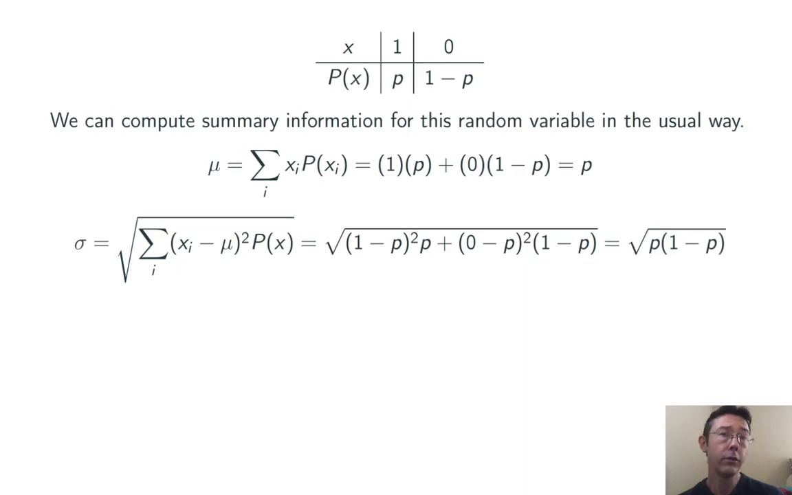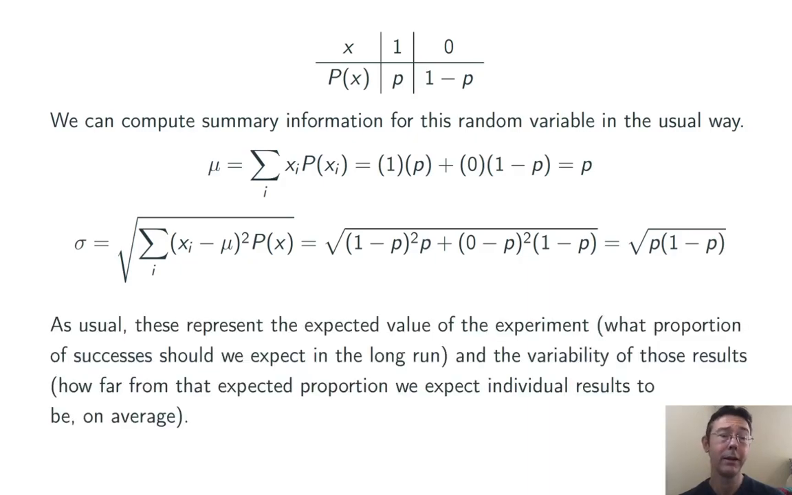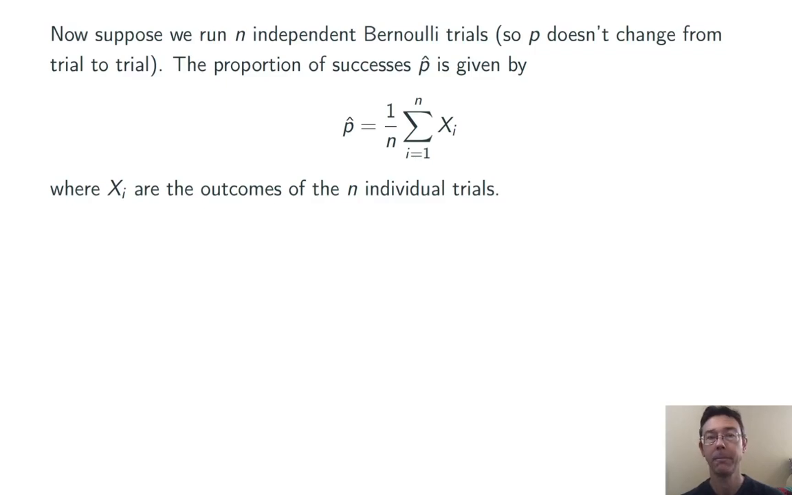The standard deviation of a random variable is the square root of the sum of the squares of the differences between all the individual values and the expected value, each weighted by the probability of the individual value. The standard deviation for a Bernoulli trial is the square root of p times 1 minus p. Remember, the expected value represents the proportion of successes you should expect in the long run, and the standard deviation is giving you a measure of the variability of those results. So if you did Bernoulli trials over and over and over again, what kind of variability could you expect?